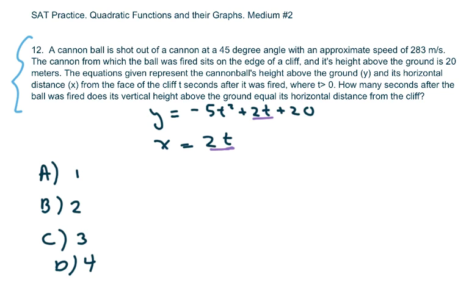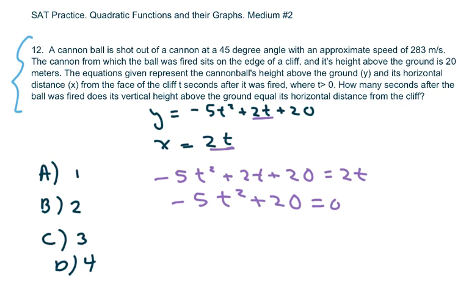So basically, I know that x and y are equal, so I can say that negative 5t squared plus 2t plus 20 equals 2t. So negative 5t squared plus 20 equals 0 because the t's will cancel. Remember, x and y are equal. Now, let's go to the next slide.